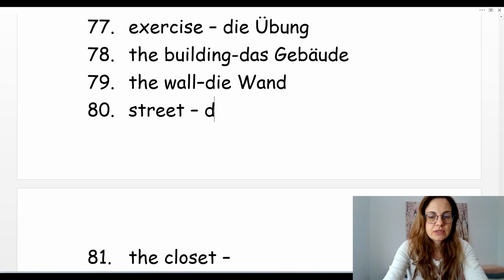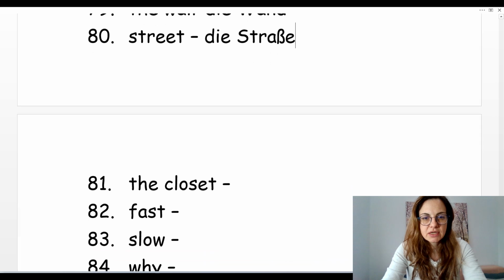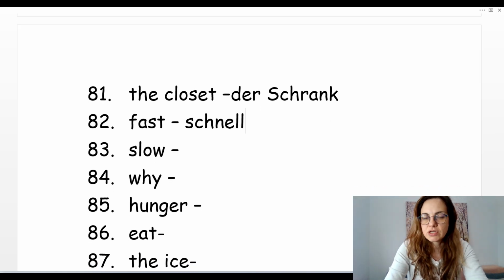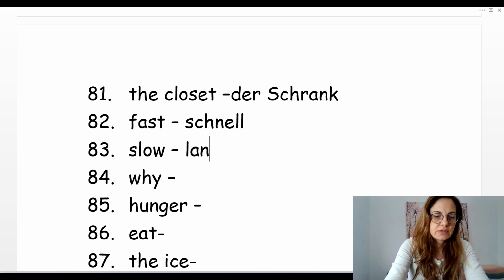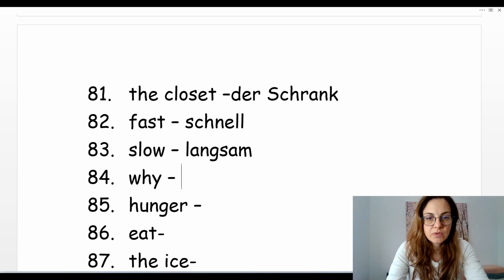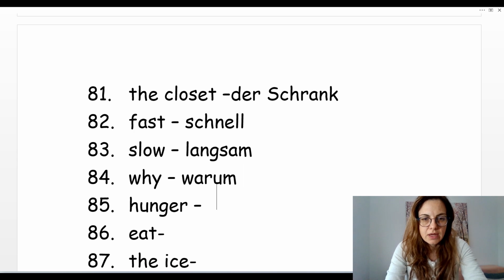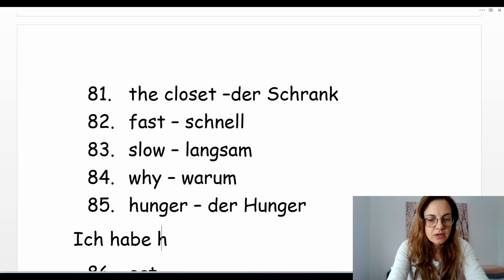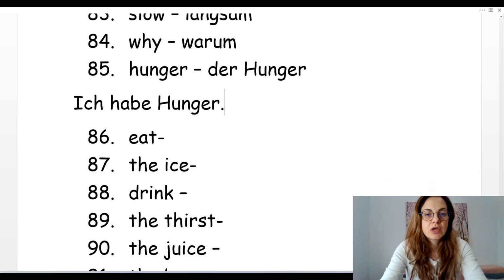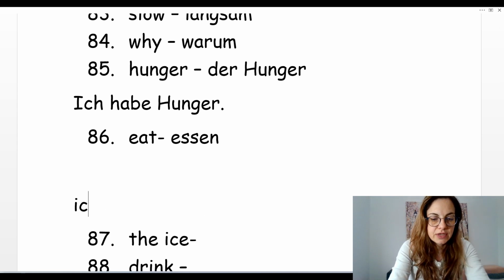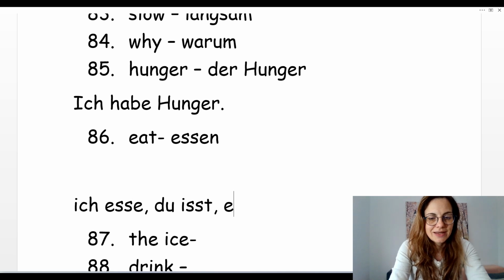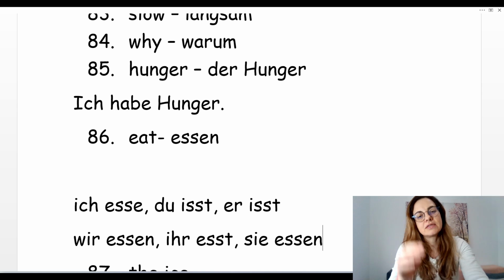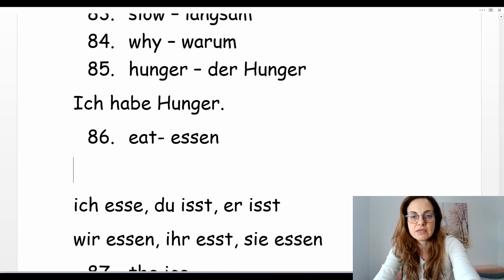Street, die Straße. The closet is der Schrank. Fast means schnell. And slow means langsam. Why? Warum? Der Hunger is hunger. So, I'm hungry, ich habe Hunger. Eat is essen. Ich esse, du isst, er isst, wir essen, ihr esst, sie essen.